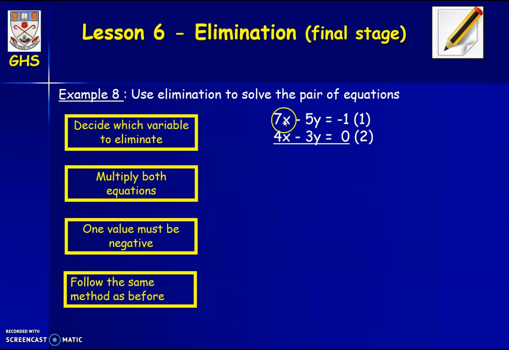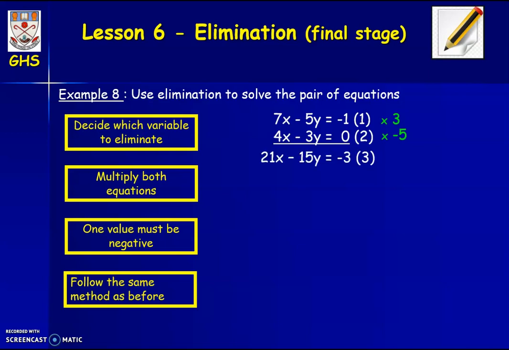So let's decide. If we want to eliminate the x terms, we need to multiply by 7 and 4. If we want to eliminate the y terms, we need to multiply by 5 and 3. That's slightly easier, so I'm going to decide to eliminate the y terms. To do that, we need to multiply equation 1 by 3. And equation 2 we will multiply by negative 5. Remember, one of the multipliers needs to be negative.